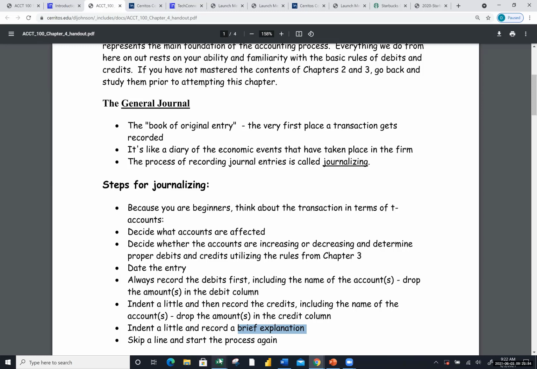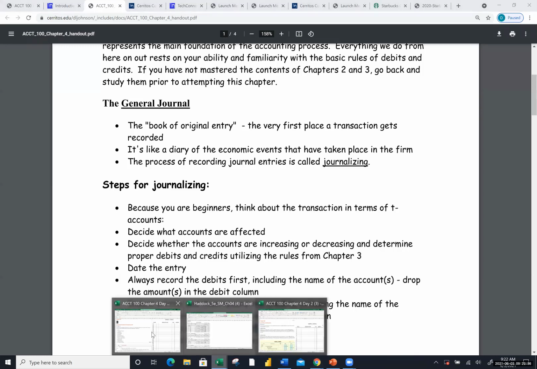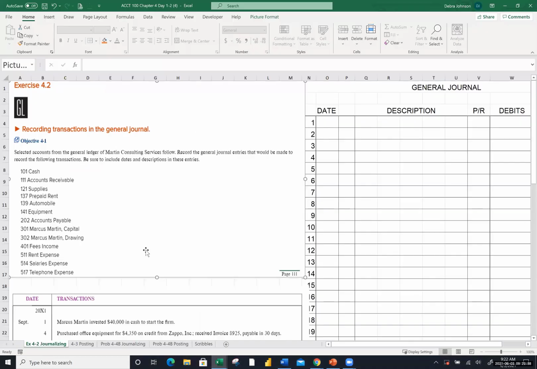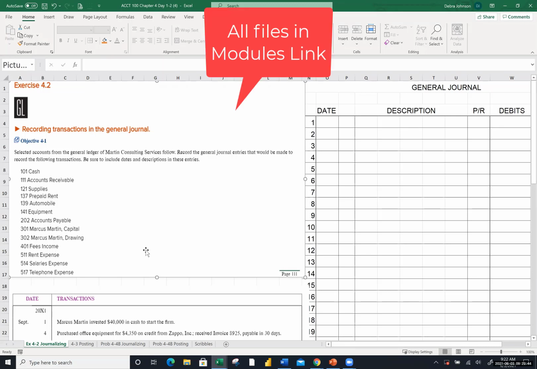All right, let's go jump in and try one. So what I want on your screen is the Excel files. You should have downloaded them by now. These are located in the modules link, and you can either use these on a computer or you could handwrite your notes out. Doesn't matter to me how you do it, but I'm going to demonstrate to you how to journalize.